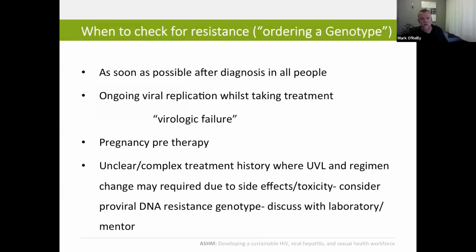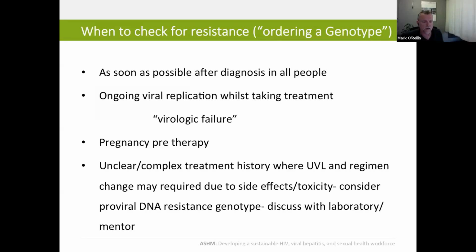When do we order a resistance genotype? Straight away, as soon as somebody is diagnosed, earlier is better. If someone has ongoing viral replication, despite the fact that they tell you they're taking treatment, we call that virological failure, and we want to organise a resistance genotype then, and to tell the laboratory what regimen they are on when they're failing therapy.